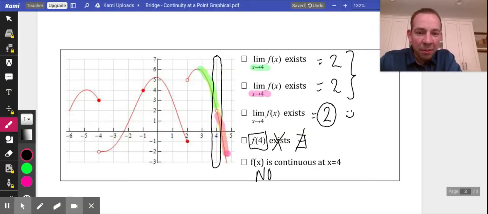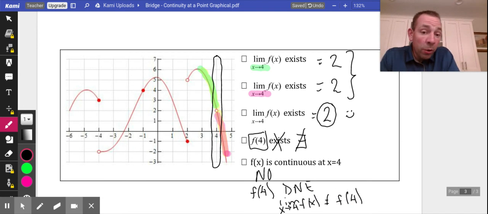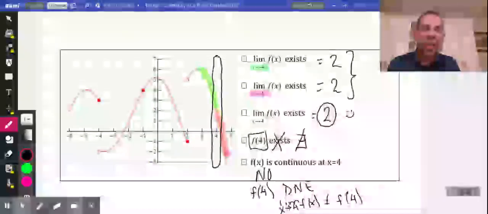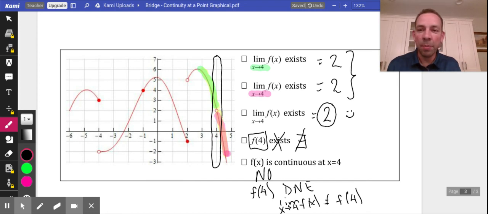And again, you have a couple of options. You could simply say f of 4 does not exist. Or you technically could say the limit as x approaches 4 of f of x does not equal f of 4, and they don't equal each other because one exists and one doesn't exist. Either one would be a really great justification. So you'll notice our justifications are very simple, very concise today. We don't have to write any lengthy paragraphs.